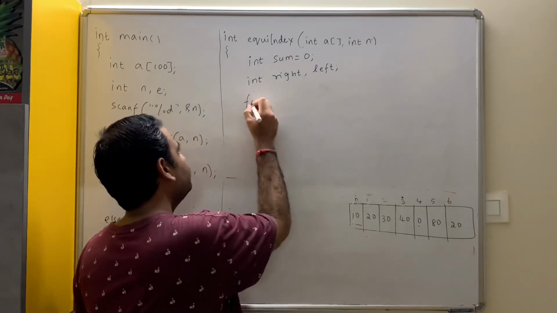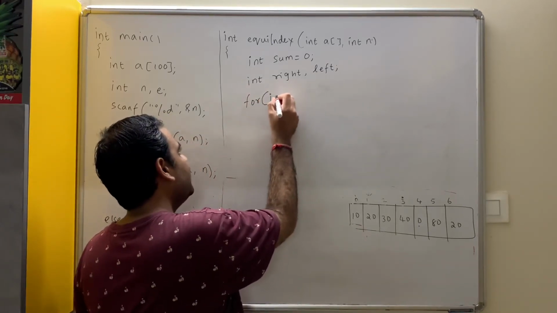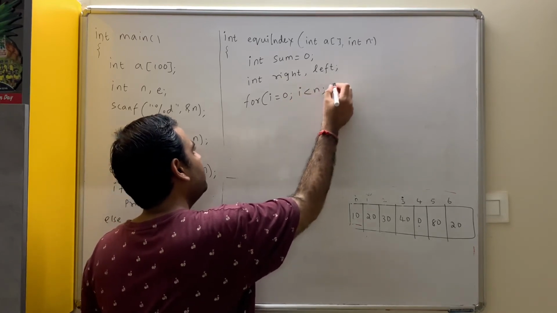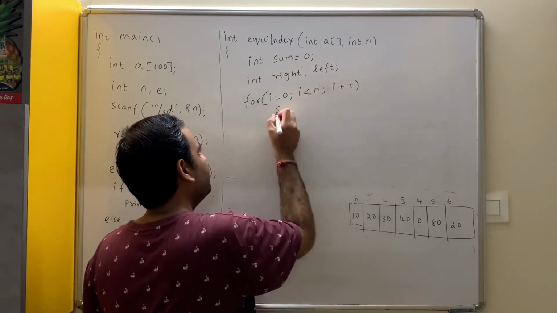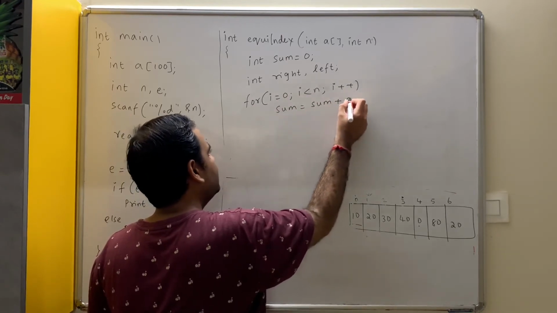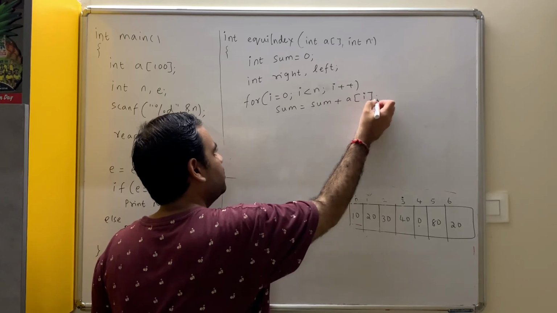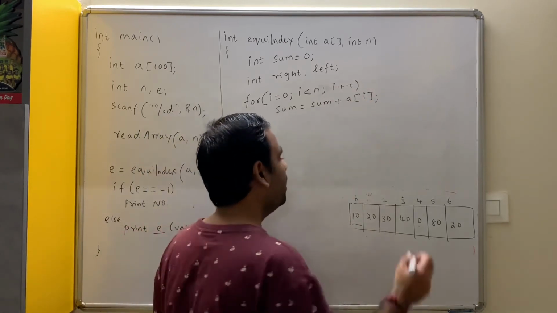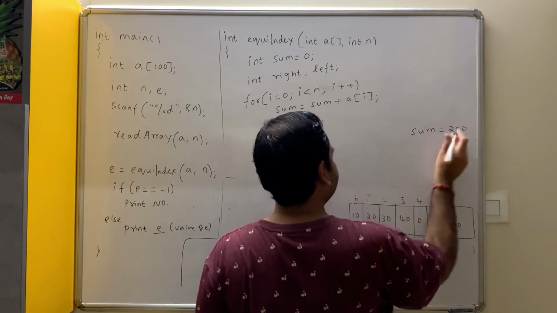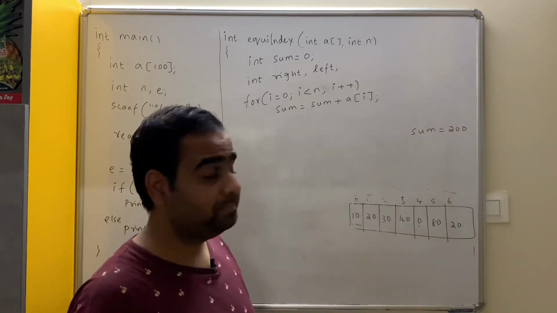Let's find the sum. How do we find it? For I equals 0, I less than n, I plus plus. Needless to say, sum is equal to sum plus a of I. What will be the value of sum? The value of sum is 200.